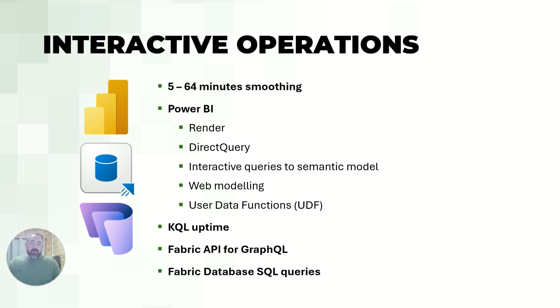And what are the interactive operations? So we've got in Power BI, we've got when you're viewing a page, when you're rendering, any direct query, interactive queries for the semantic model, web modeling, and user data functions. Quite surprisingly, KQL is interactive. So anything that we're doing with event streams will be interactive. The Fabric API and database SQL queries.